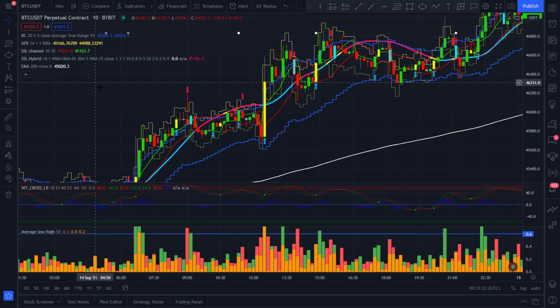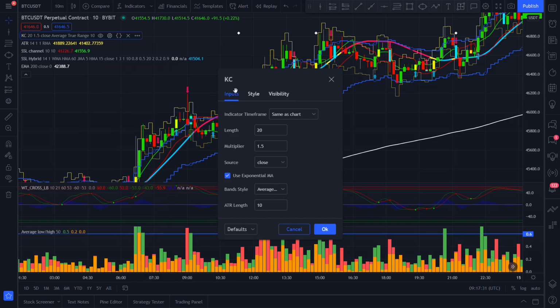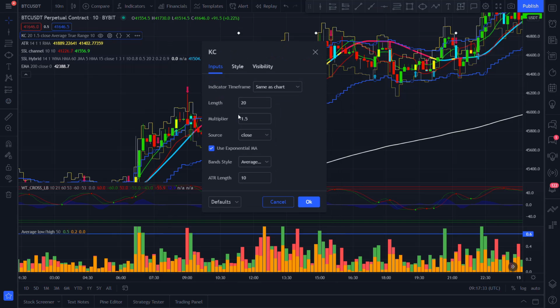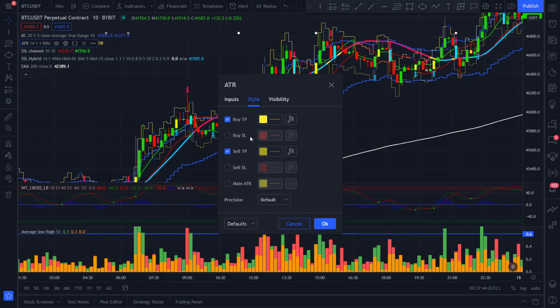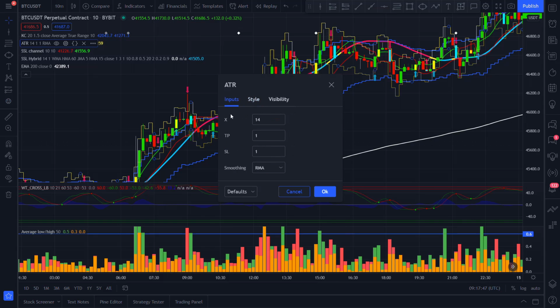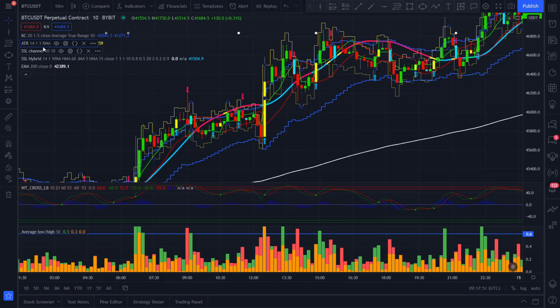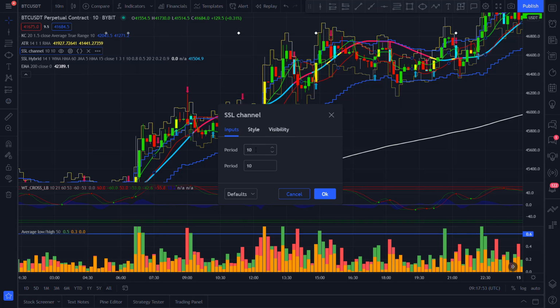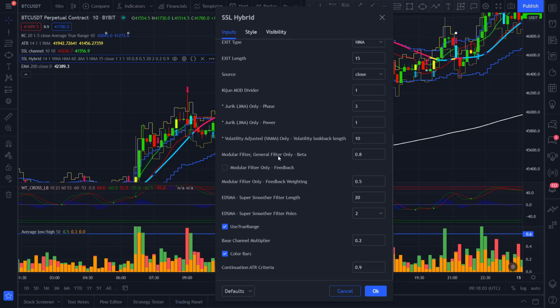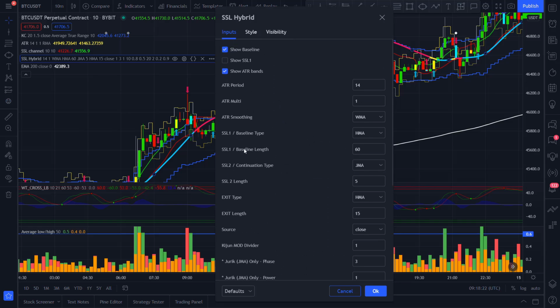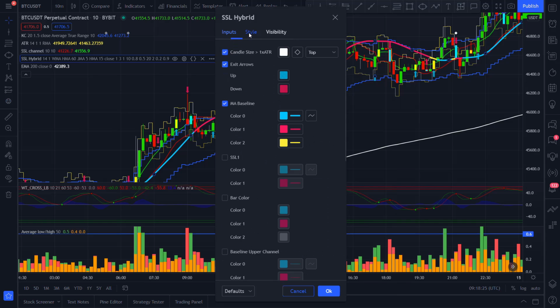Now I will show you all the settings. Pay close attention because I changed a lot of the settings. So this is going to be our Keltner channel. And this is the style. For the NNFX ATR, we are going to use these settings. For the normal SSL channel, we are going to use these settings. For the SSL hybrid, I have these settings. If I remember correctly, I didn't change any settings on this one, just the gray color to yellow.